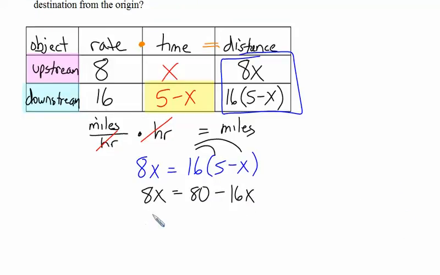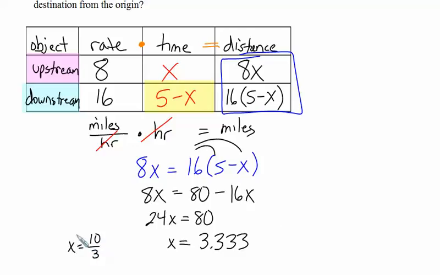Add the 16x to both sides. We get 24x is equal to 80. And we can divide that out. We have to divide both sides by 24, which is going to get us 3.3333333. Most of the time in word problems, decimals are fine. If I have another preference, it will be stated in the problem. You could use your math fraction command to see that x is 10/3.